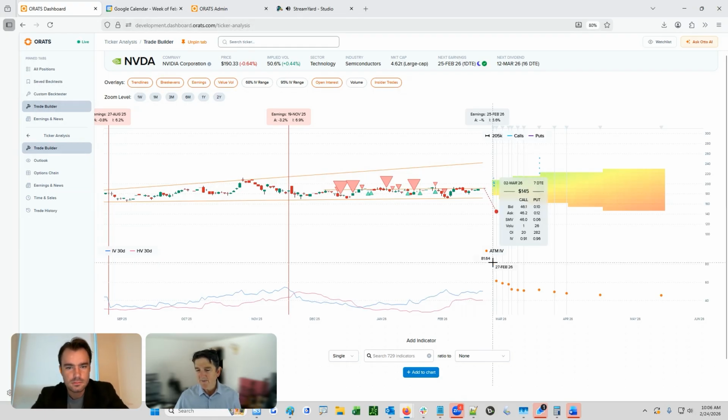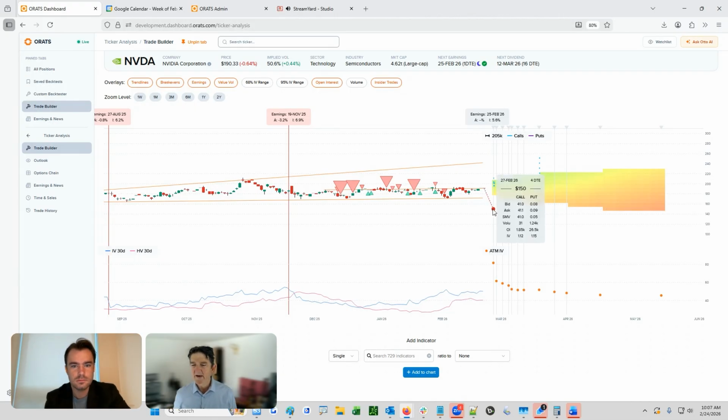The at the money straddle is, let's see here, the 27th. So that contains the earnings move.